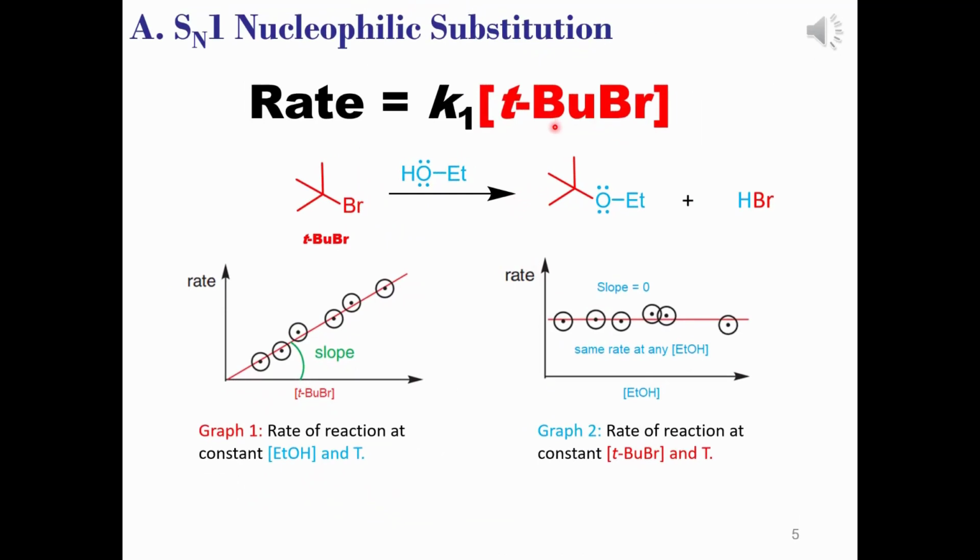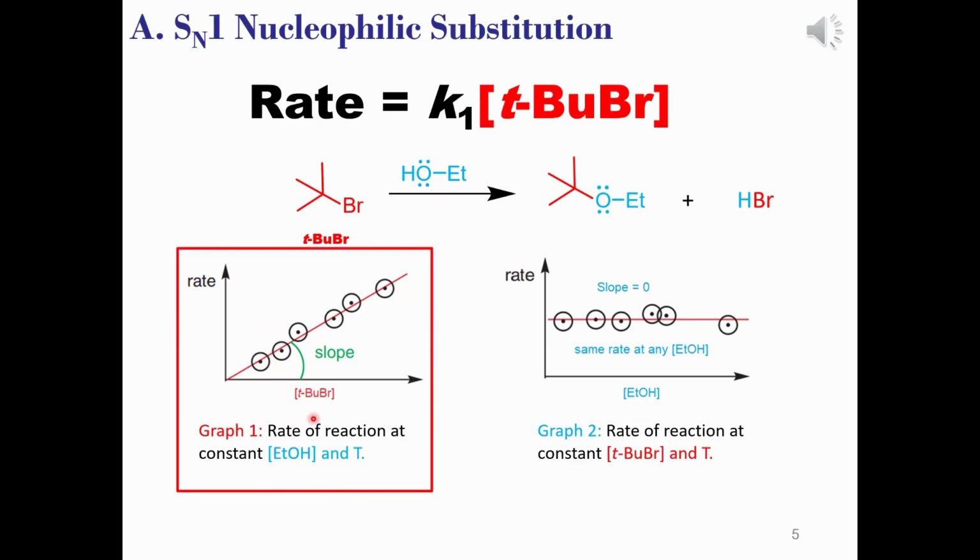Well, one of the things that we can look to is the rate expression for this reaction, just like we did for the SN2 reaction. Here we have a solvolysis reaction occurring between tert-butyl bromide, which is an alkyl halide substrate, and the alcohol. So the alcohol here is ethanol, and this is our nucleophile. If we measure the rate of reaction at constant ethanol concentration and at a constant temperature, but increase the concentration of tert-butyl bromide, we can see that there's a directly proportional relationship between the rate and the increase in tert-butyl bromide concentration.